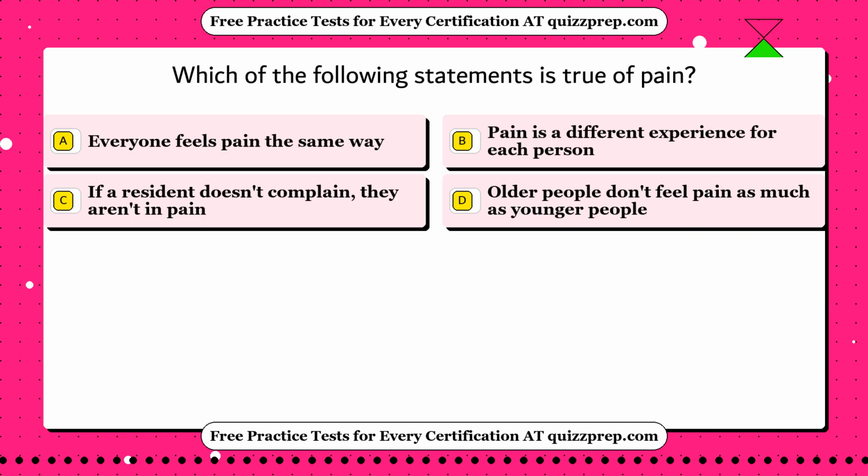Question 13. Which of the following statements is true of pain? Option A, everyone feels pain the same way. Option B, pain is a different experience for each person. Option C, if a resident doesn't complain, they aren't in pain. Option D, older people don't feel pain as much as younger people.